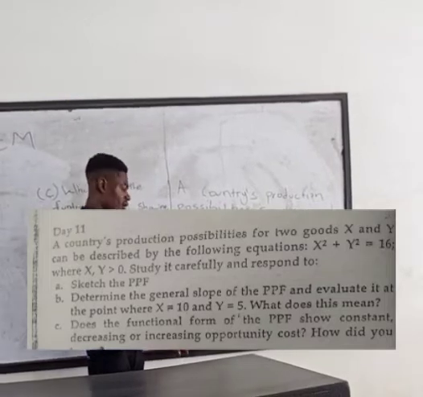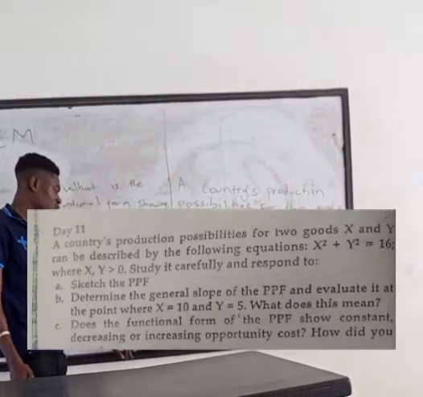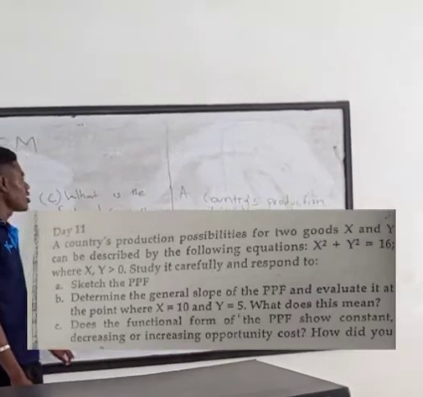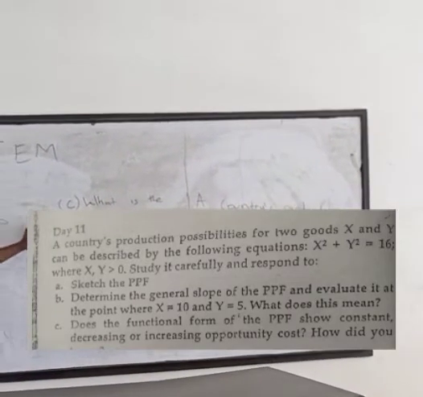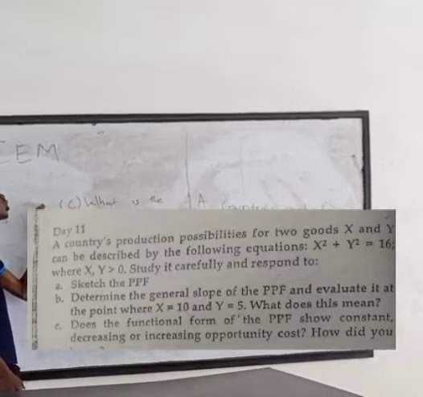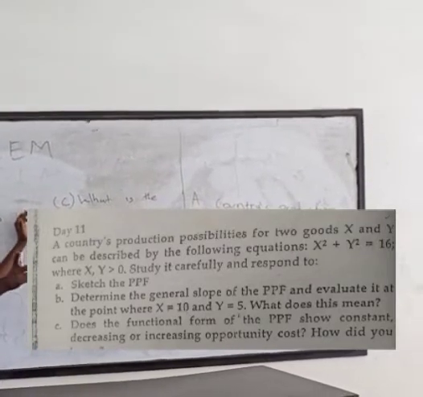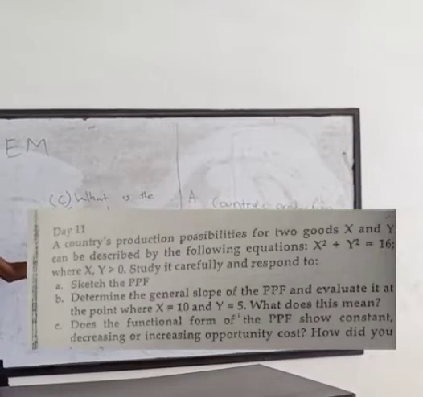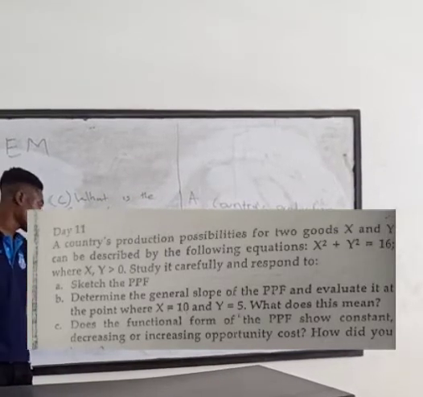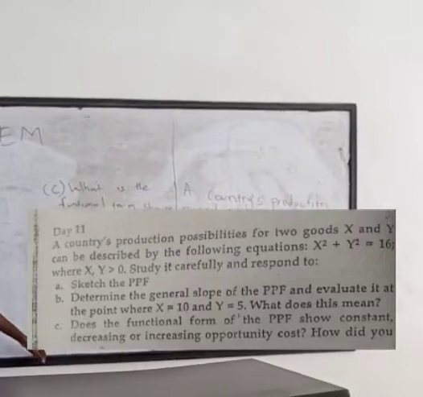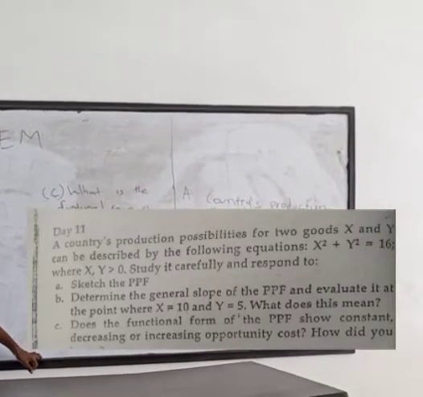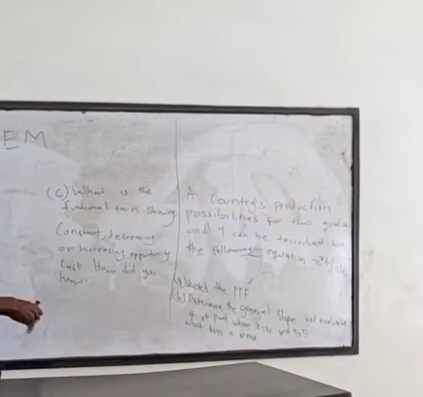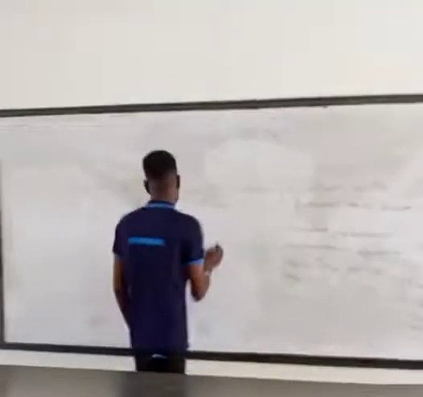Then the next question that follows in B is what does it mean? Then we get to C, and C is asking what the functional form is showing, whether it is constant, decreasing, or increasing opportunity cost. Then how did you know it is constant, decreasing, or increasing opportunity cost? So we are going to solve this question.